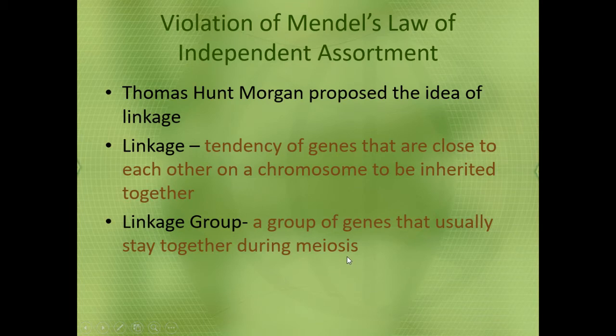Violation of Mendel's law of independent assortment. So Thomas Hunt Morgan proposed the idea of linkage. And linkage is a tendency of genes that are close to each other on a chromosome to be inherited together. A linkage group is a group of genes that usually stay close or stay together during meiosis. So this is the formation of the egg and sperm cells.